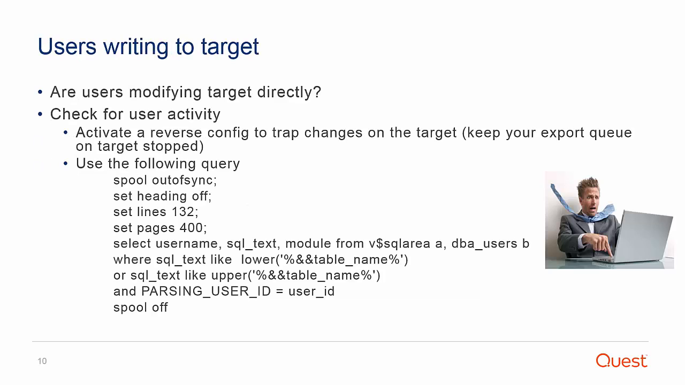Check to see if any of the users are modifying the target data directly. This happens more often than one would think. There are two ways to check the user activity on the target. Activate a reverse config to trap changes on the target. Keep your export queue on the target in stopped state during this process. You can also use the query below to check the user activity.